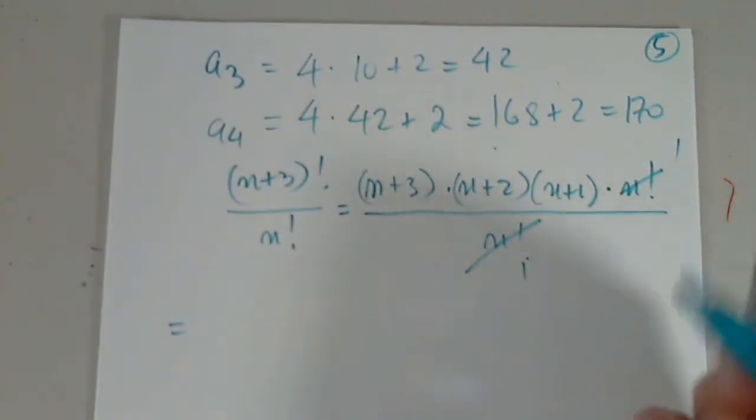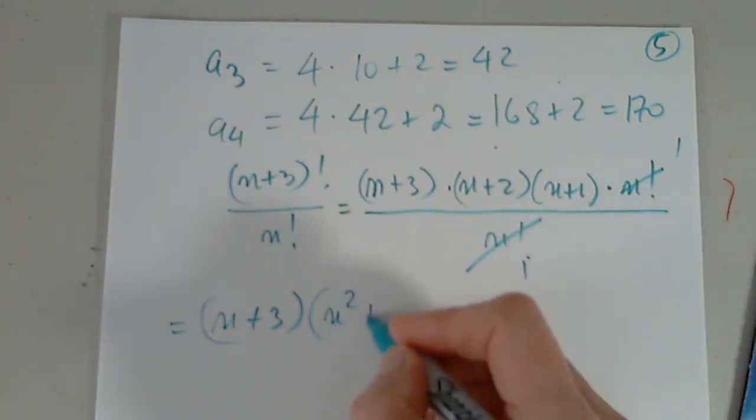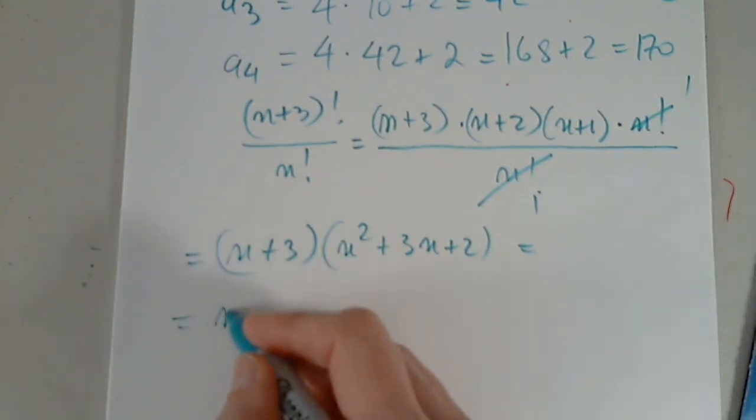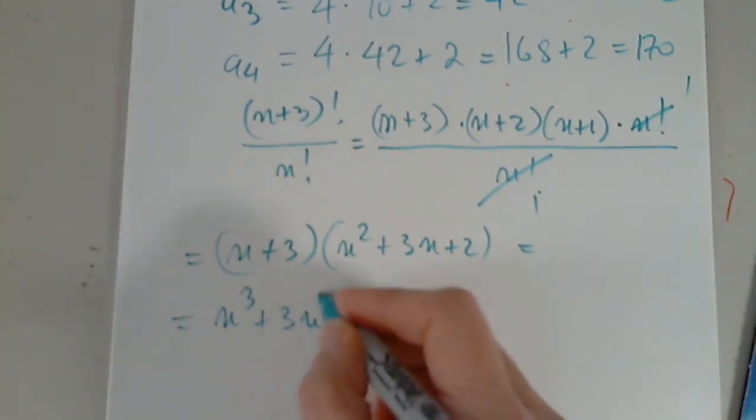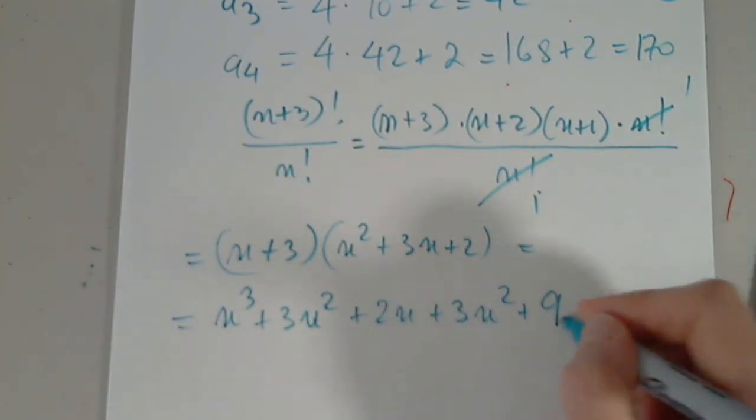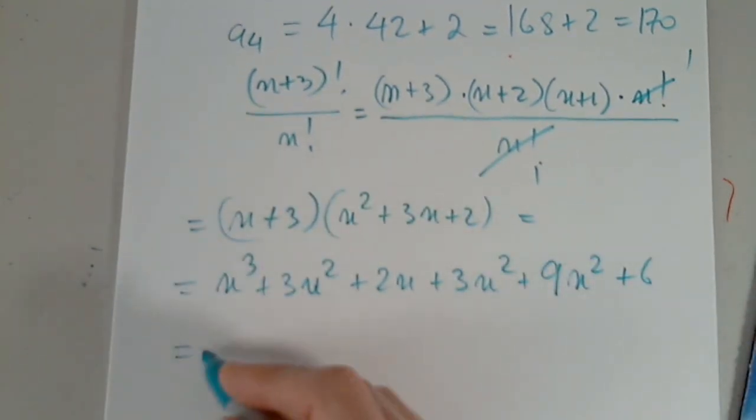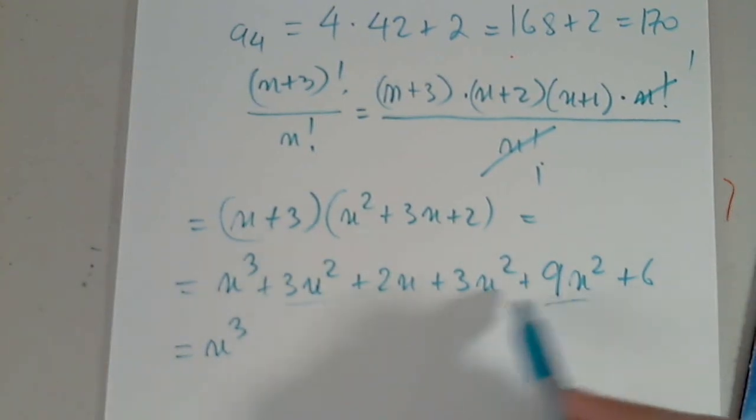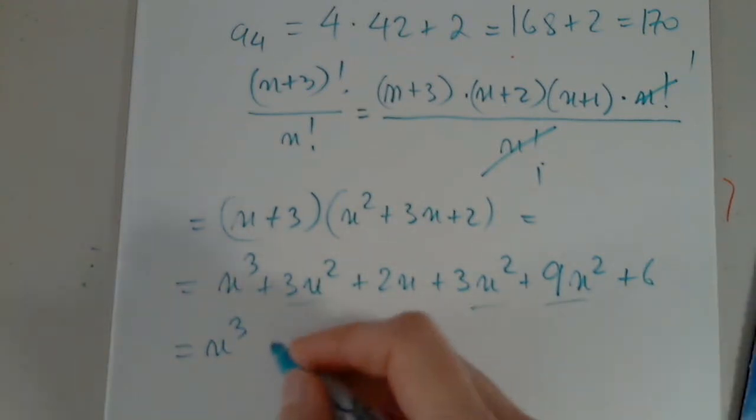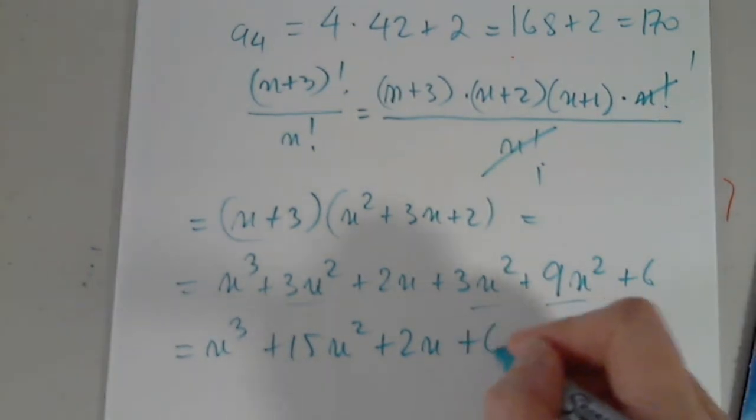So then you can distribute or just leave it alone. So I'm going to distribute here, and I get n squared plus 3n plus 2. And then I'll continue distributing n cubed plus 3n squared plus 2n plus 3n squared plus 9n plus 6, and then combine like terms. N cubed is n cubed. Then I have 3 terms with n squared. And then I have 1 term with n, and the last one with no n.